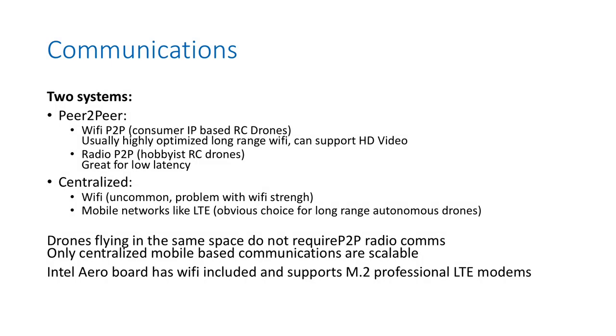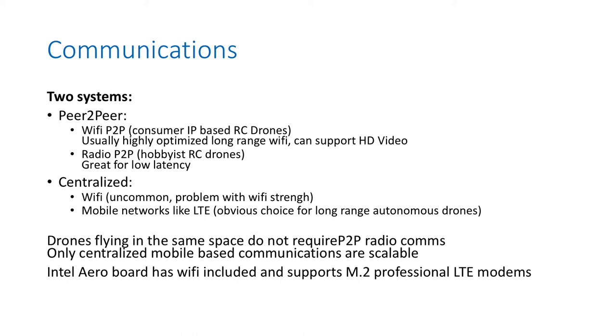In terms of communication, you have the choice between peer-to-peer and centralized. Peer-to-peer is how consumer drones are configured by default, and that's how the Intel Aero ready-to-fly drone is also shipped by default. So you have a Wi-Fi communication between the drone and a tablet or a computer acting as a remote control. You also have radio peer-to-peer, a radio remote. It's great for low latency.